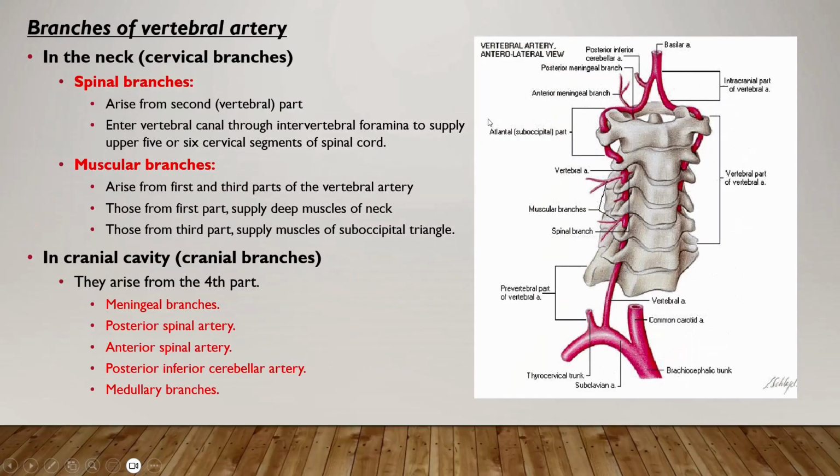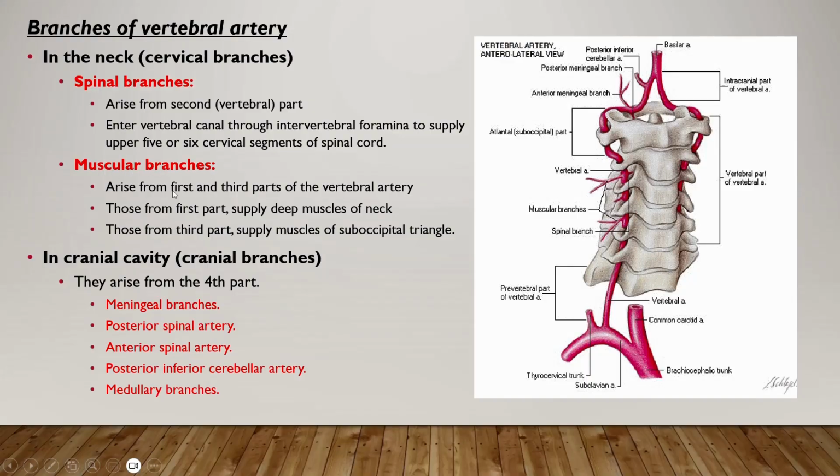Now the branches. The vertebral artery in the neck gives spinal branches, which arise from the second part of the vertebral artery, enter the vertebral canal through the intervertebral foramina, and supply the upper 5 or 6 cervical segments of the spinal cord. If you read spinal cord blood supply, there will be spinal branches coming from the vertebral artery in the upper 5 or 6 cervical segments.